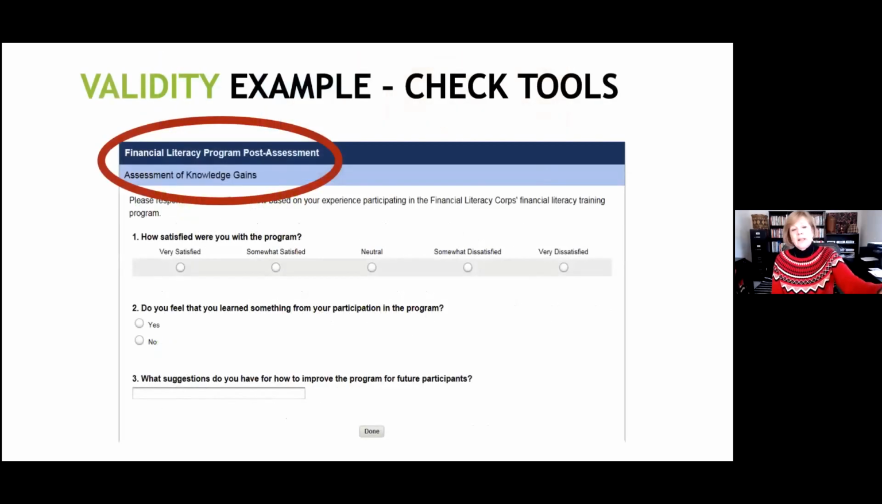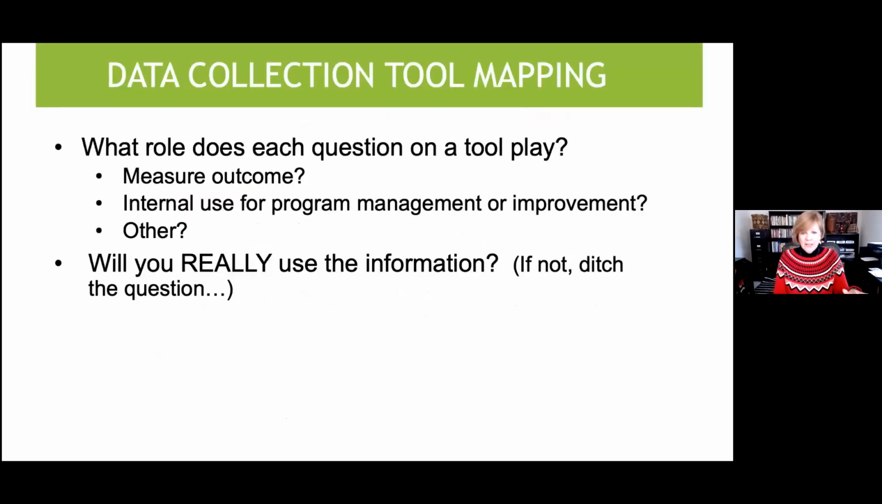Like here's one where they said they were gonna assess knowledge gains, but really it's a satisfaction survey. And did you learn anything? Yes, no. Well, that doesn't tell you anything about how you can improve your program. So this is bad, don't do this. So really looking at your tools and mapping them and making sure you may ask 10 things, but there's only 2 questions to get to the outcome. That's fine, but you need to be really clear and talk about that in your describe instrument section. It's this tool and these 2 questions go directly to helping us figure out if people met our outcome.